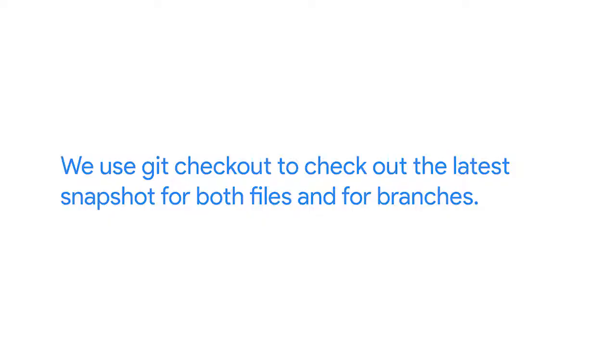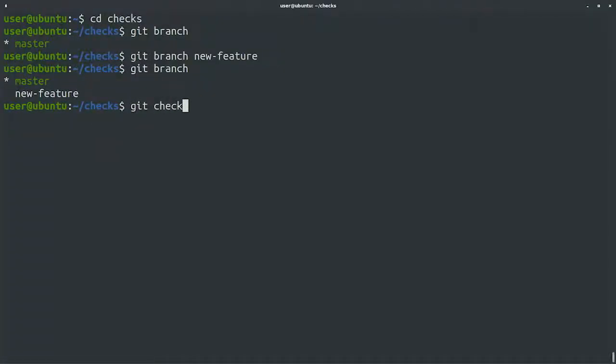If this seems a bit confusing at first, you are not alone. I also found it hard to wrap my head around at first, but rest assured that it will become clearer after we use these commands for a while. It might help to remember that we use git checkout to check out the latest snapshot for both files and for branches. All right, let's switch to our new feature branch by calling git checkout new feature and then listing our branches once again.